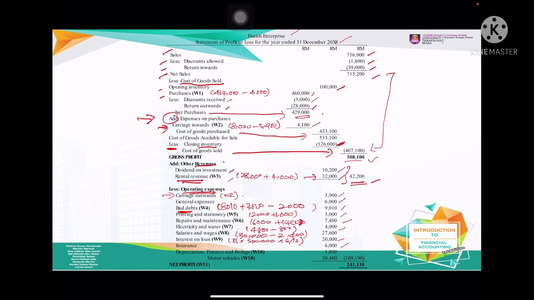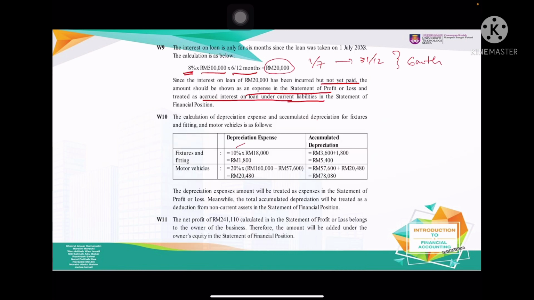Now have a look at the depreciation, fixtures and fitting, and motor vehicle. Fixtures and fitting, you just take 10% times the 18,000. So we get 1,800. So this one in our profit or loss. So in our accumulated depreciation, this is the previous year, plus the current year. So where's the previous year come from? From the trial balance.